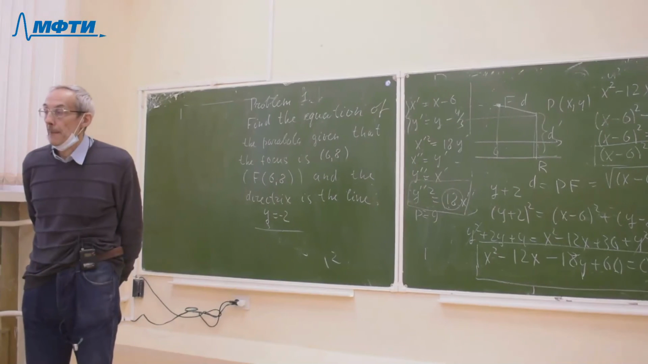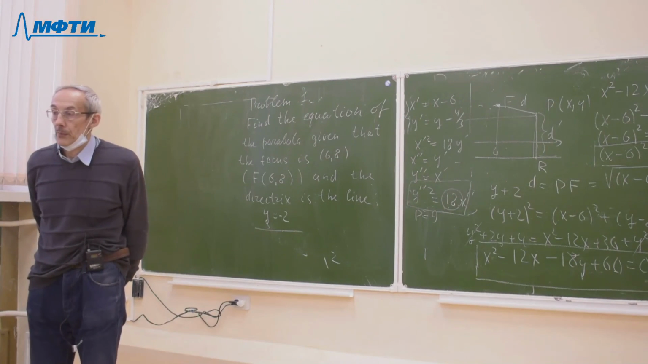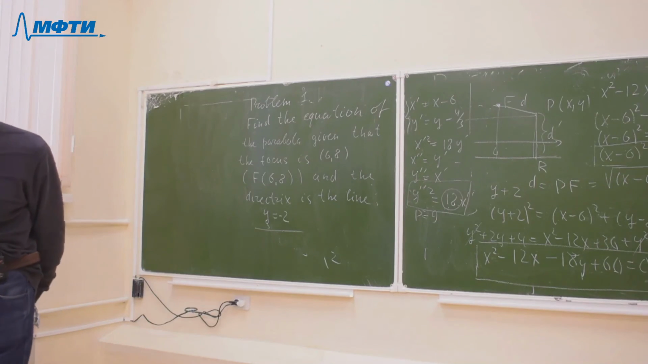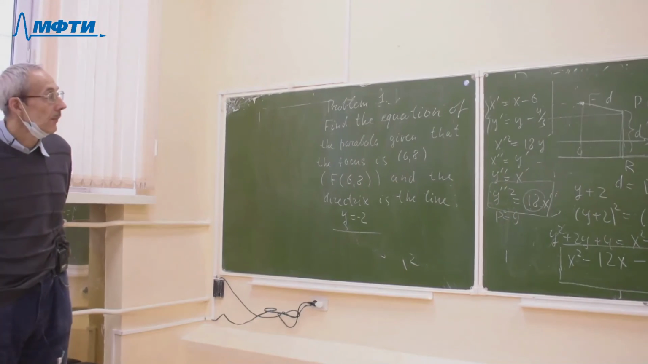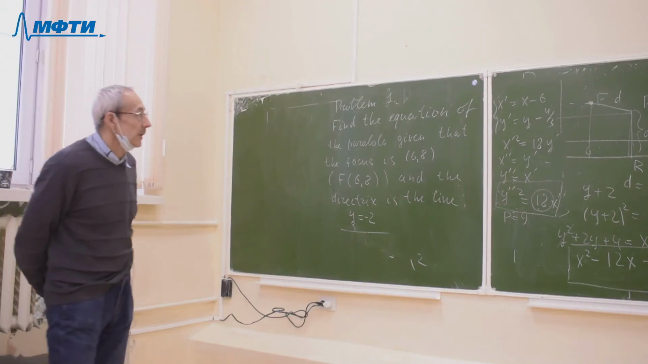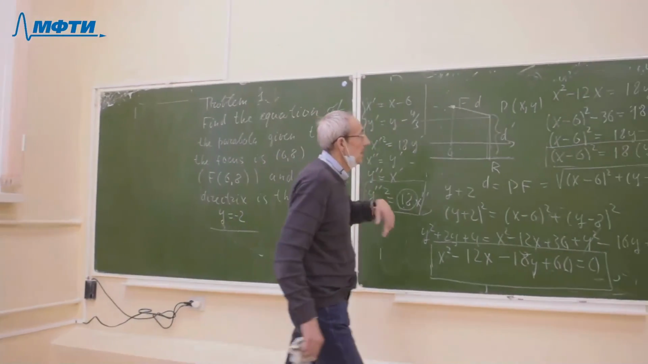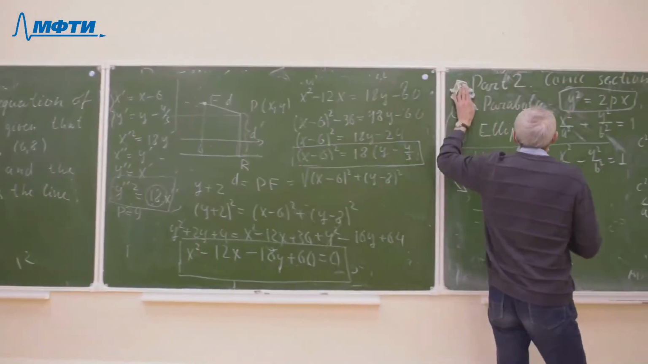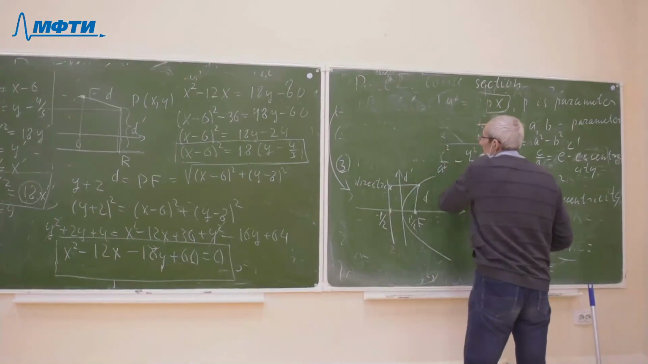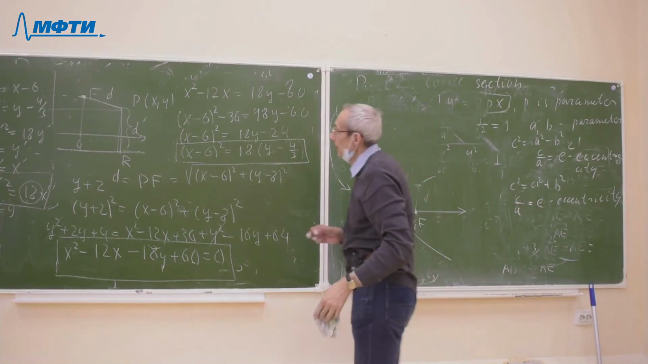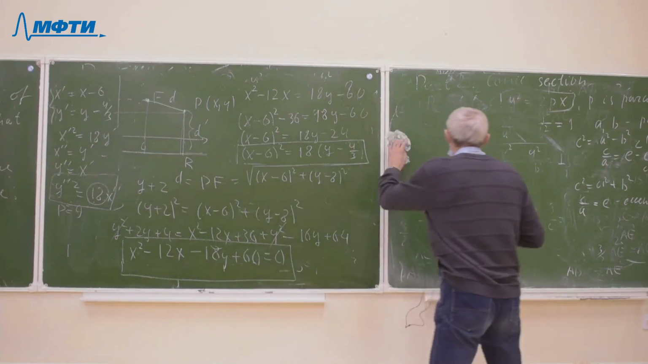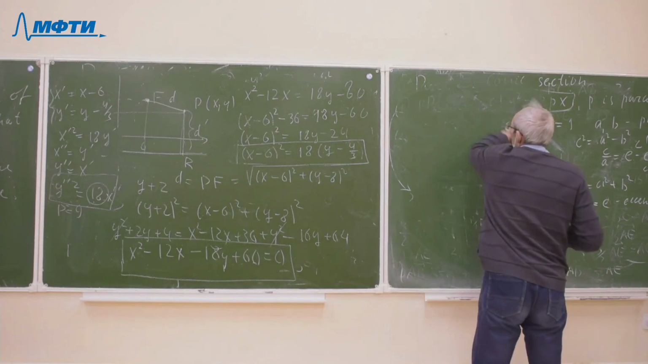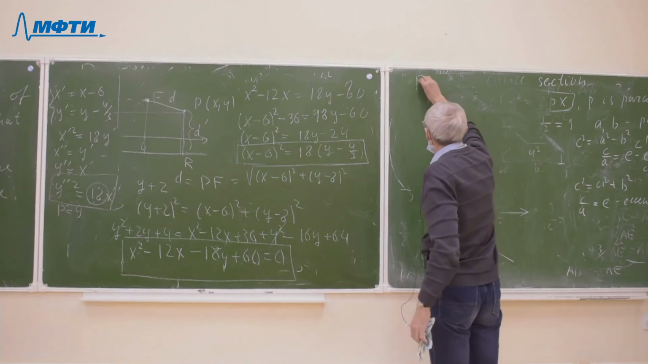Maybe a question? Any question? Sorry, Professor, if we draw the parabola right now, is it going to be horizontal or vertical? Yeah. In this case, this parabola is not horizontal. We can draw this parabola.